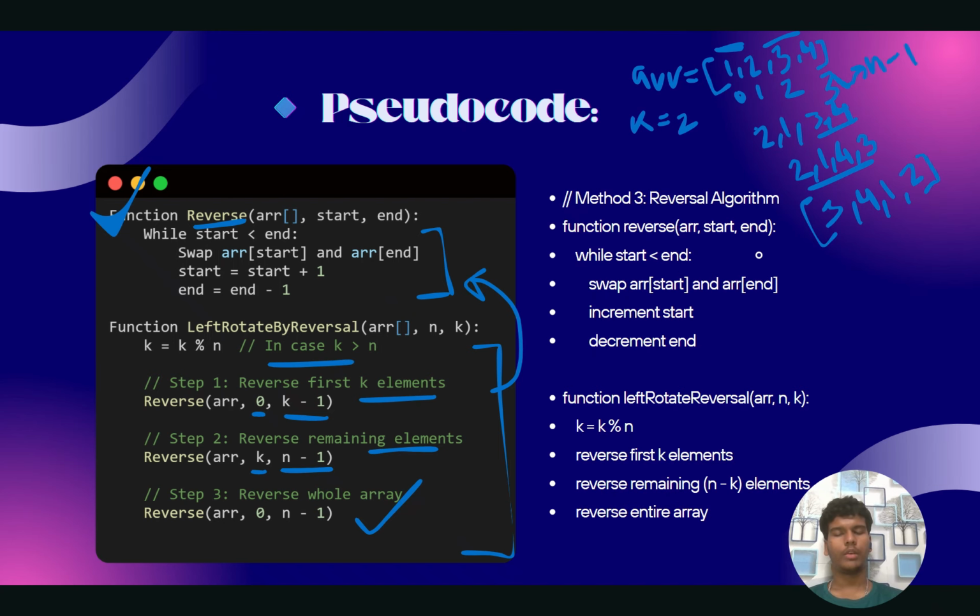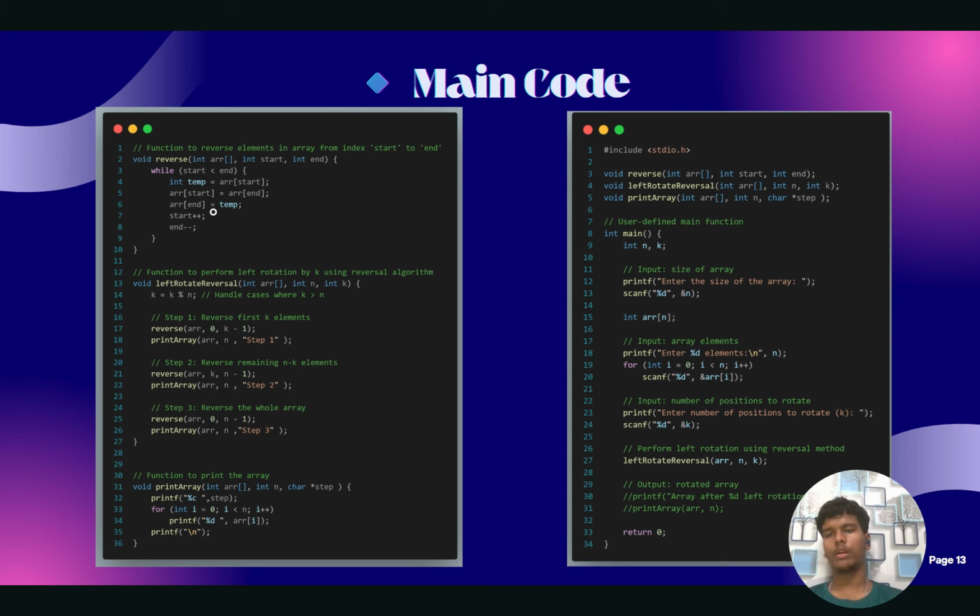Let's see the main code. We have our reverse function here. We have our left rotate reversal and the print function here. And the main function is pretty much the same, with function prototypes at the front. Let's move to the VS Code and check how it goes.